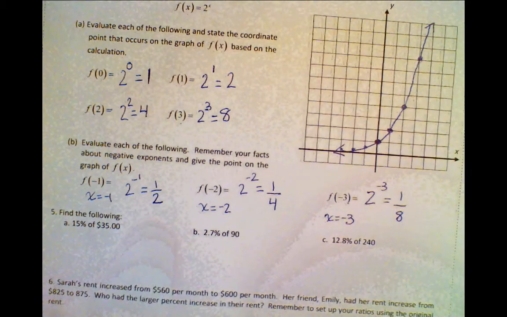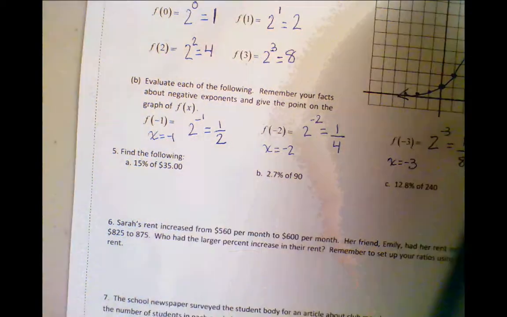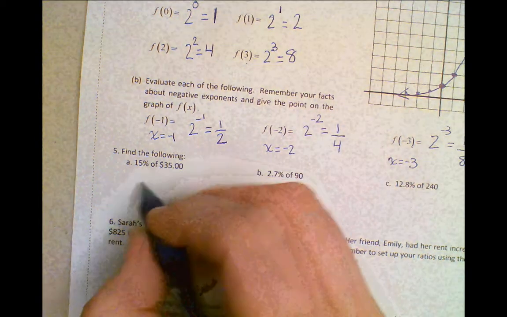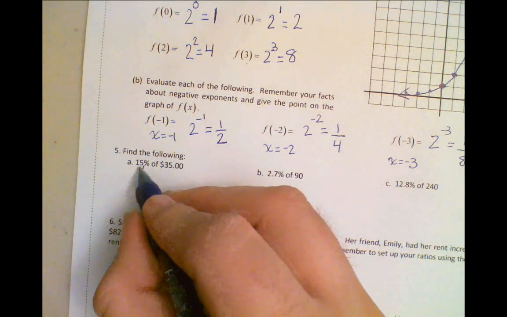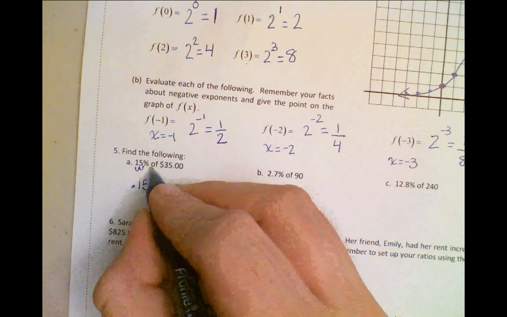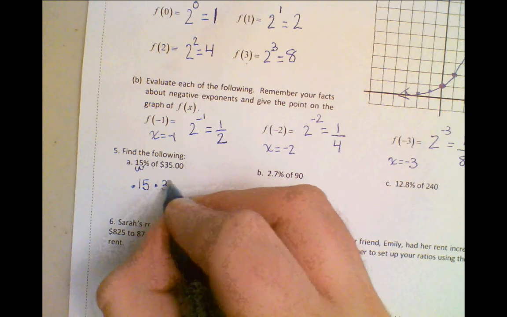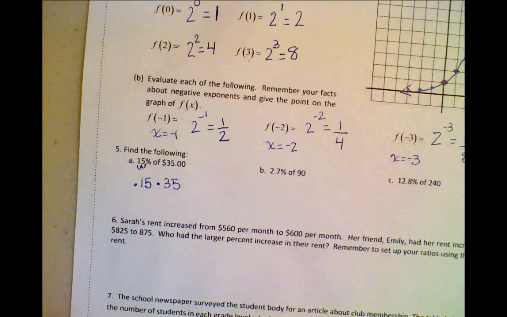Okay, now let's take a look at the last part, number 5. This is dealing with percents. So all you need to do for a percent, remember, is to move the decimal point over. So we have 0.15, and since there's an of, you're going to multiply by 35. Okay. All you have to do is put that right into your calculator. So you have 0.15 times 35, which gives us 5.25.